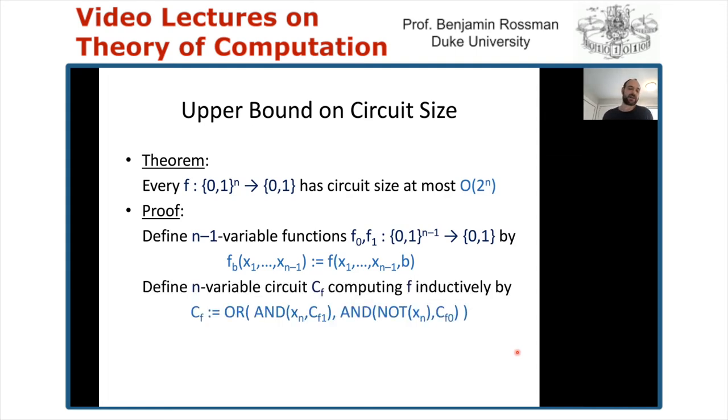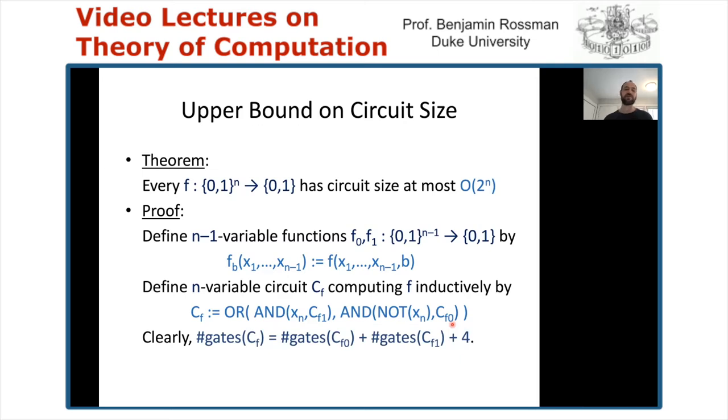And we're going to define a circuit c sub f computing f as follows. So assume we have circuits c sub f0 and c sub f1. Then c sub f will be the circuit as follows. We're saying either xn is 1 and c sub f1 is 1, or not xn, so xn is 0, and c sub f0 is 1. If you just think for a moment, you see that this circuit indeed computes the function f.